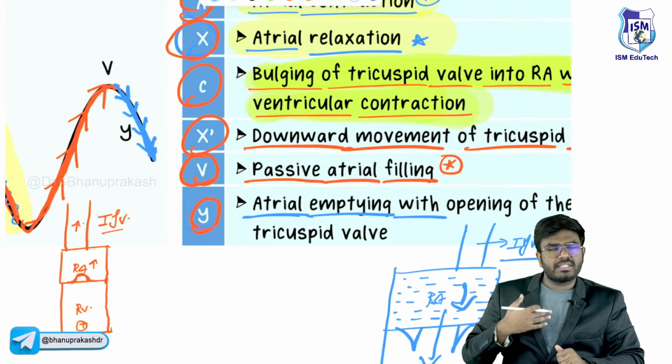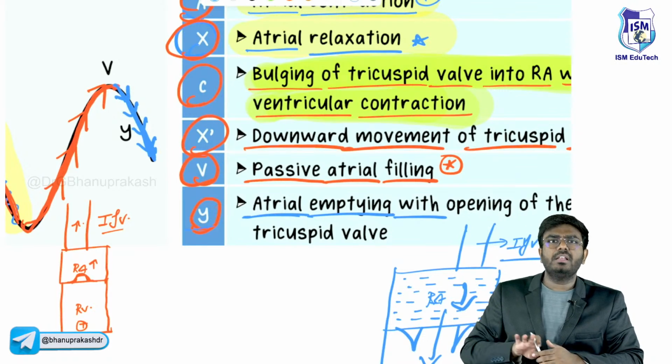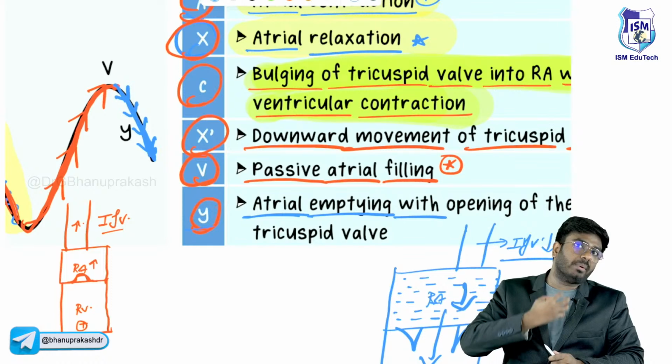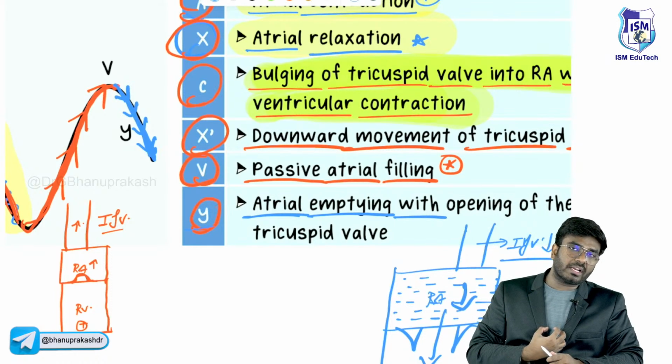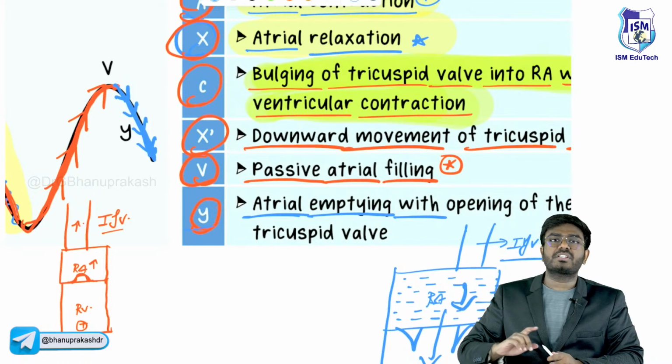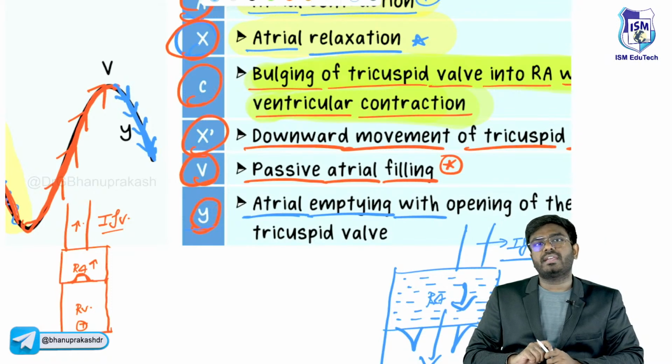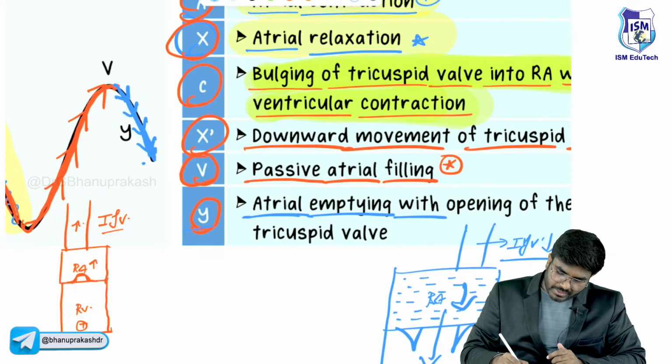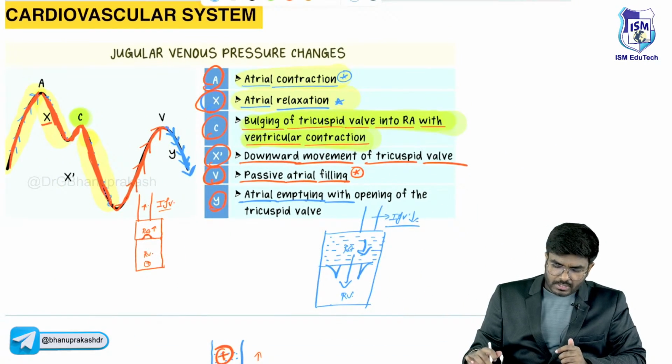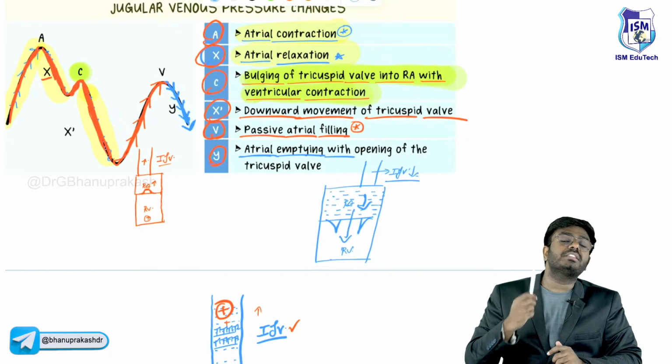So look, why is the pressure in the internal jugular vein coming down? Simple. The right atria is emptying the blood into the right ventricle, so it can receive the blood now from the internal jugular vein. In the internal jugular vein, pressure decreases because the blood is flowing down into the right atria again. So pressure is coming down.